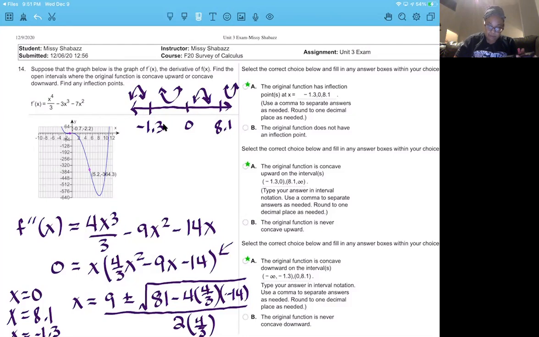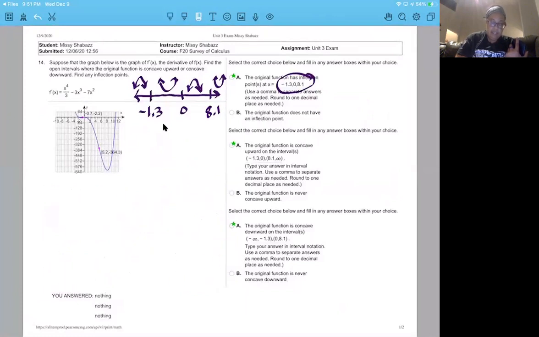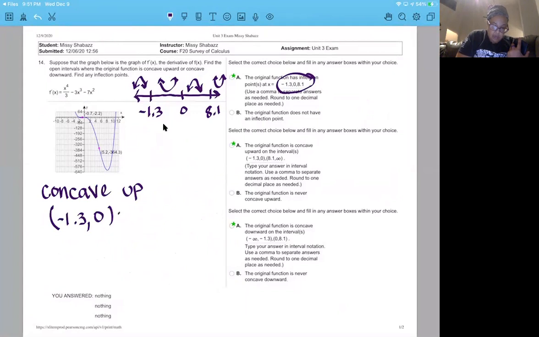So because it changes concavity at every single point, we get points of inflection at -1/3, 0, and 8.1. It is concave up from -1.3 to 0 and 8.1 to infinity.